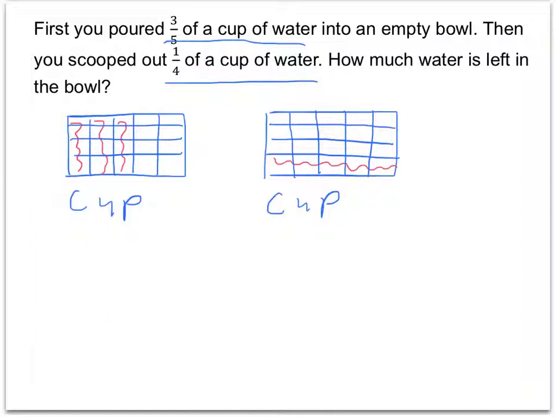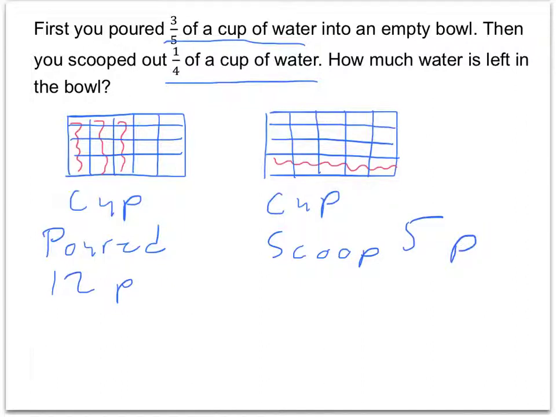And so what we can see now is that we poured how many pieces? We've got 1, 2, 3, 4, 5, 6, 7, 8, 9, 10, 11, 12. So we poured 12 pieces. And then we're going to scoop. And how many pieces do we have there? 1, 2, 3, 4, 5. So we're going to scoop 5 pieces.